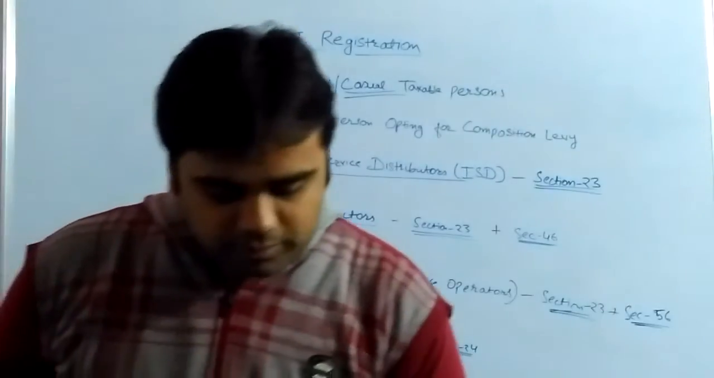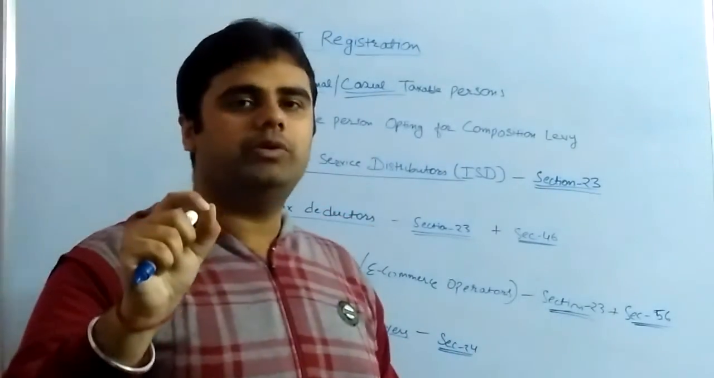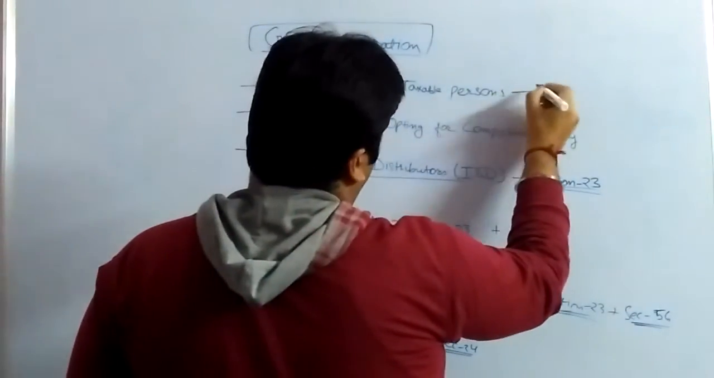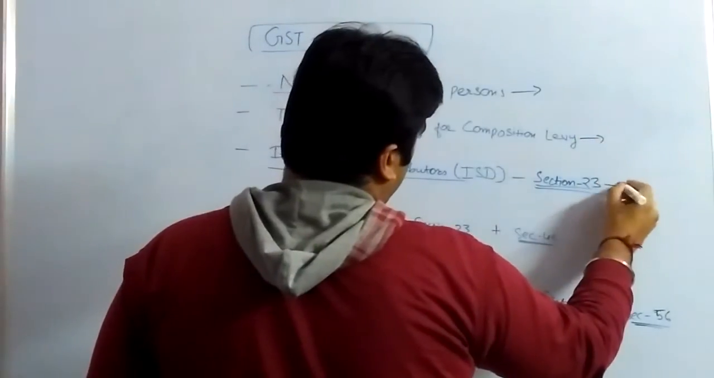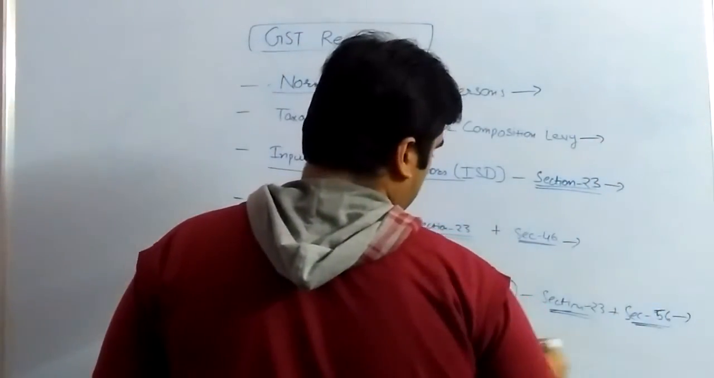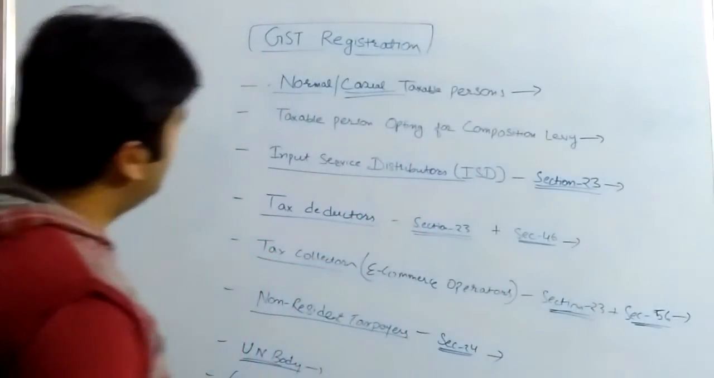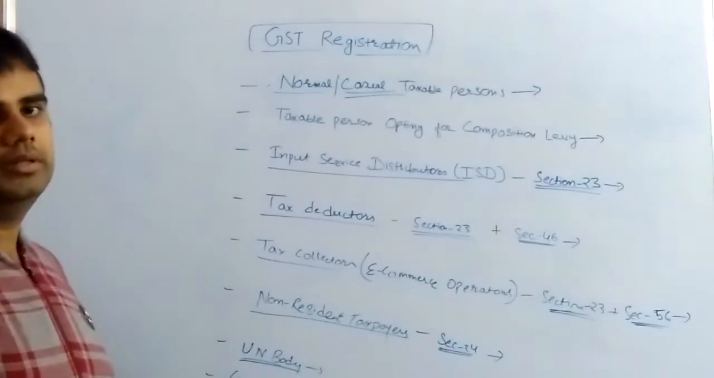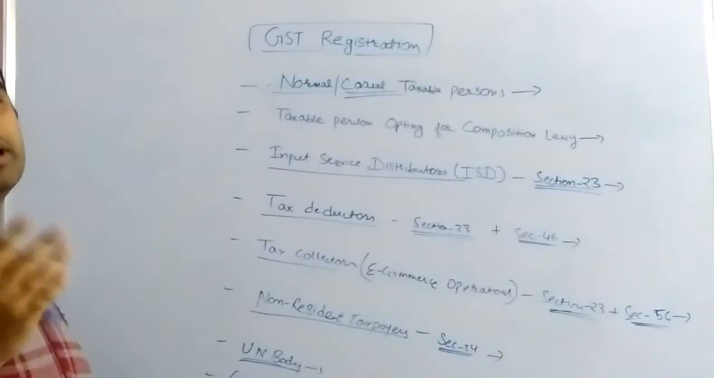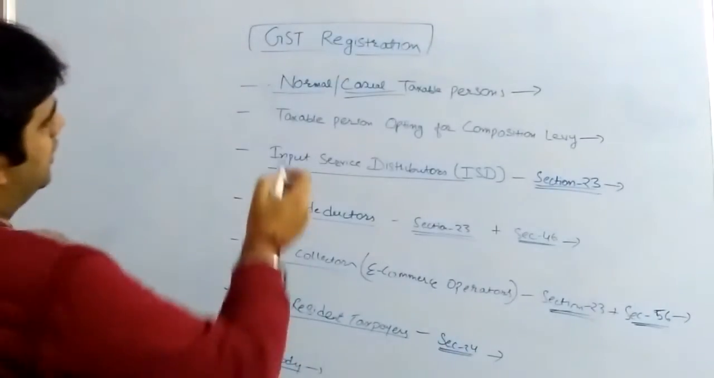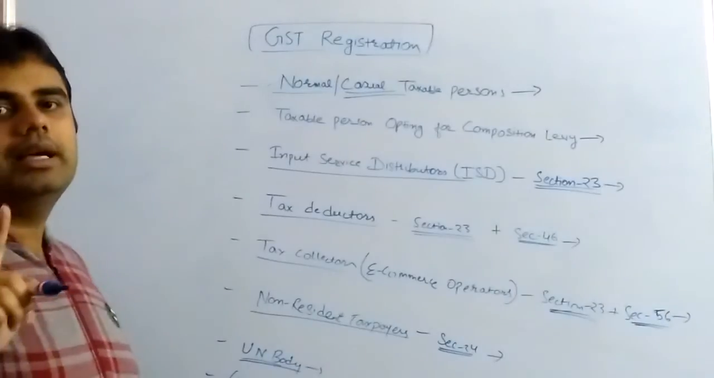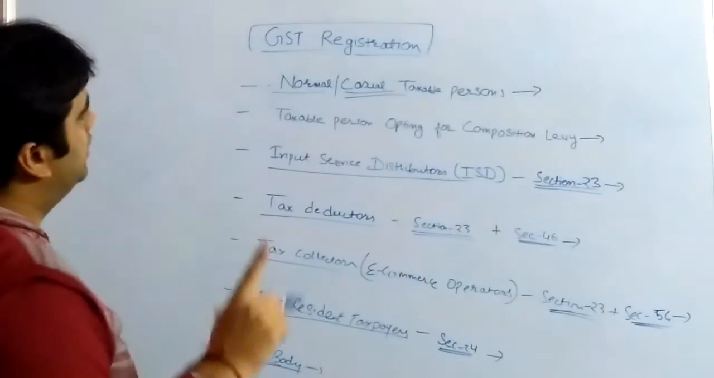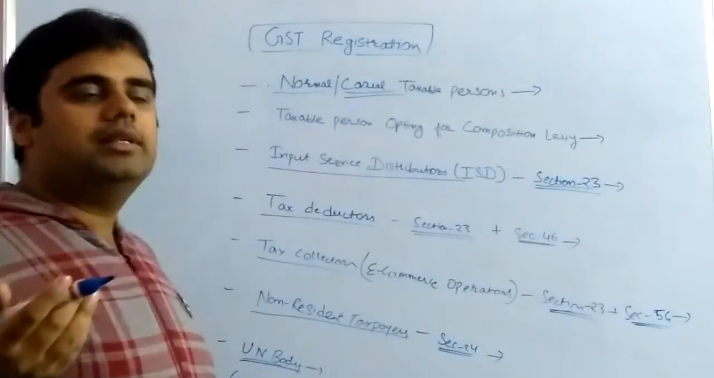And now I'll give you just a very brief overview about the return requirements. A normal or casual taxable person is required to file 3 monthly returns. I will not tell which returns or what the due dates are. That is part of our next video. A taxable person opting for the composition scheme has to file 1 quarterly return and 1 annual return, that is a simplified annual return. Again, the due dates we will discuss in our next video.